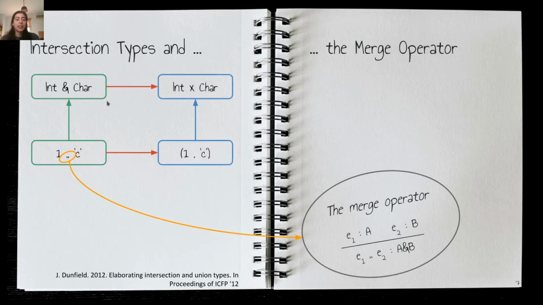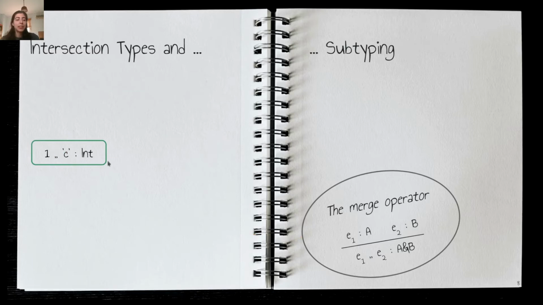Internally, intersections are translated into products and merges into tuples. And since we can have expressions that can be both of one type and of another, we can choose how to use them by appending a type annotation to them. So for example, here we want to use this merge as an integer.